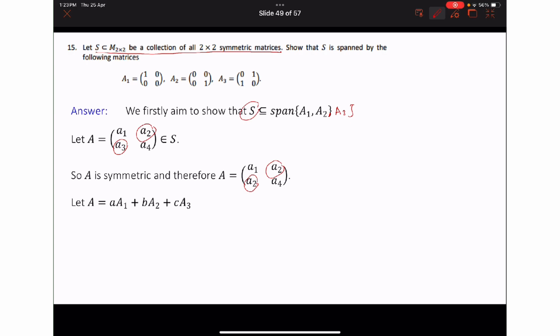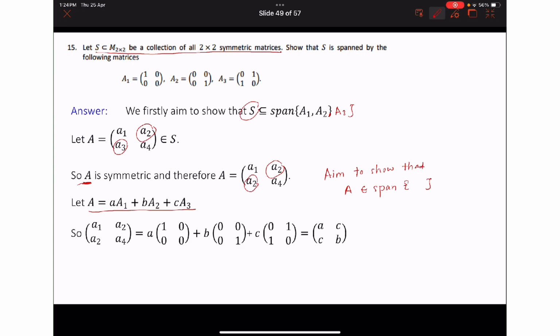Then we aim to show that the matrix A here is also in span A1, A2, A3. To be in span A1, A2, A3, A must be a linear combination of A1, A2, and A3. That means we may write A as this. We can find scalars A, B, and C such that A is equal to this summation. So we have to prove that the scalars A, B, and C exist.